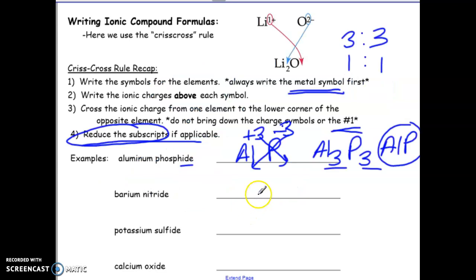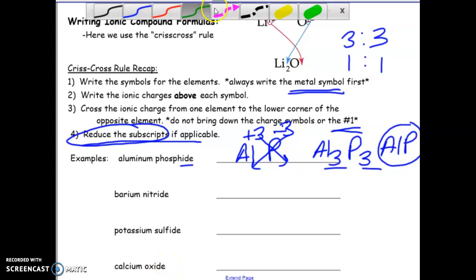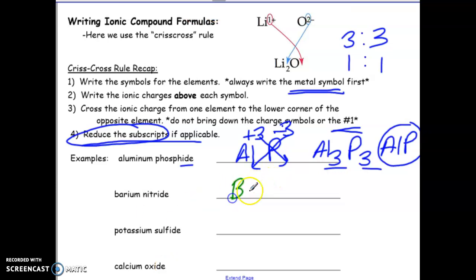Okay, so pause the video, give these 3 a try. Make sure you have your periodic table handy, of course. So we have barium nitride, potassium sulfide, and calcium oxide. Okay, so barium nitride. So we have barium and nitrogen. Barium is in group number 2, so it has 2 valence electrons to lose.